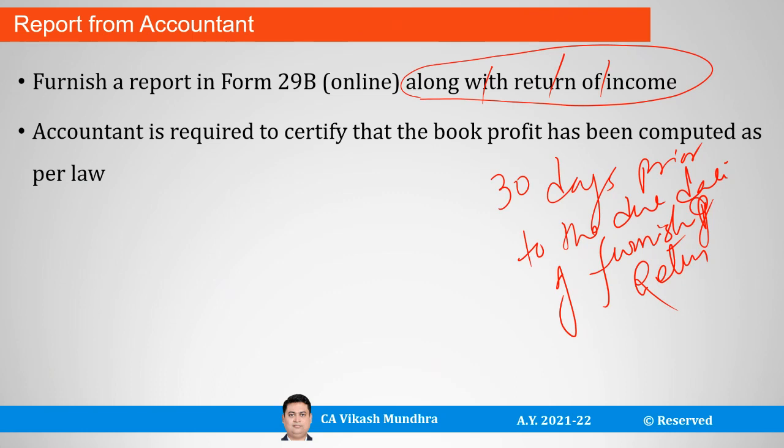That means, suppose in case of a company, the due date of filing return of income is say 31st October, then this Form 29B shall be uploaded by 30th September. And that Form 29B is required to be certified by a chartered accountant, stating that book profit has been computed as per law. Okay. Any question?